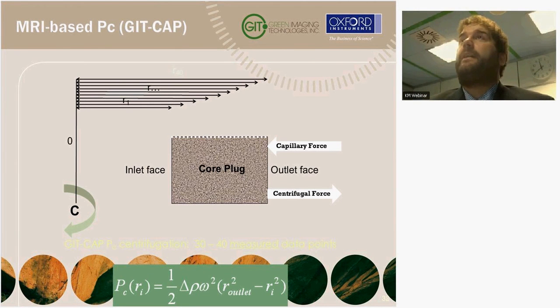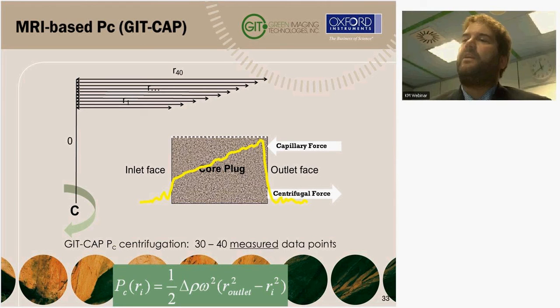Then with NMR, we use the spatial resolution of NMR to speed things up. Same core plug, we spin it in the centrifuge, the same equation, but we realized quite quickly that it can predict not just the pressure at the inlet, but the pressure at any point in the rock. So all it needs to know is the saturation at those positions. And that's what we use NMR for, so we are able to measure the saturation at those positions.